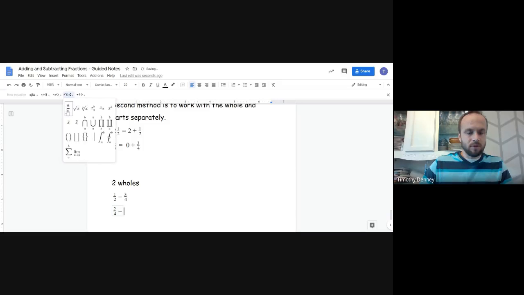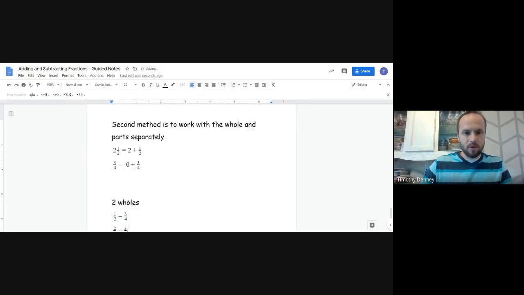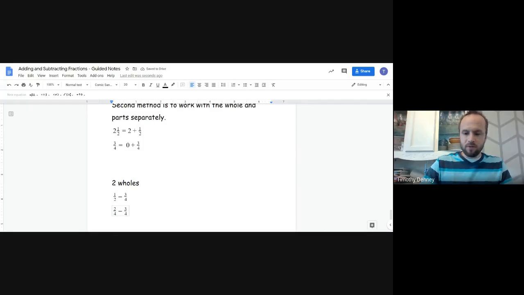minus 3/4. And if we have a smaller number and we're taking away a larger number, we're going to end up with a negative. So I'm going to end up with negative 1/4. All right, now that's okay, because we actually have 2 wholes still, positive wholes. So we can take this negative 1/4 and take care of it using these wholes here.